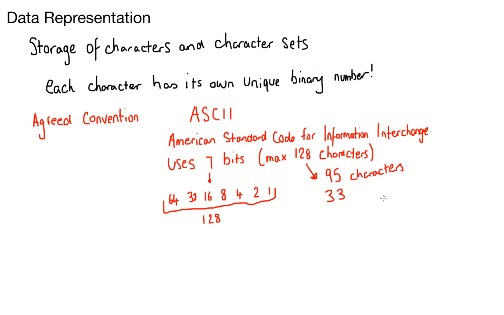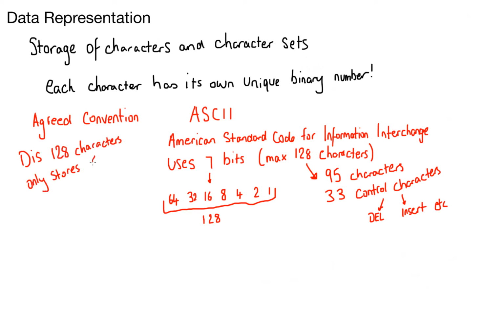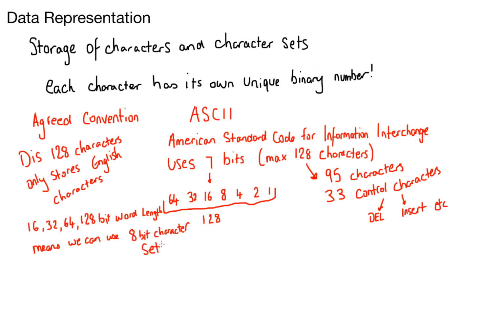Now, in standard ASCII, there are 95 characters and 33 control characters, such as delete or insert. That is a disadvantage for us because it only stores 128 characters, but they are English characters. Think about different languages. The good thing for us was the technology at the time advanced, and we could now have 16, 32, 64-bit word lengths, and that meant we could add an extra bit onto our character set. But that only left us with 256 combinations, and it's still not good enough.